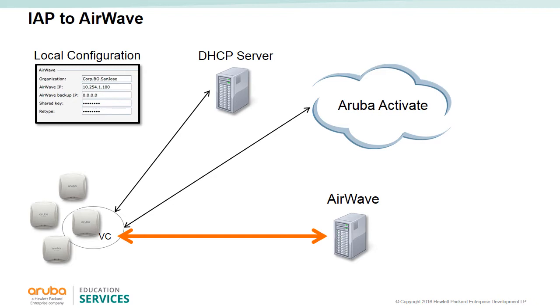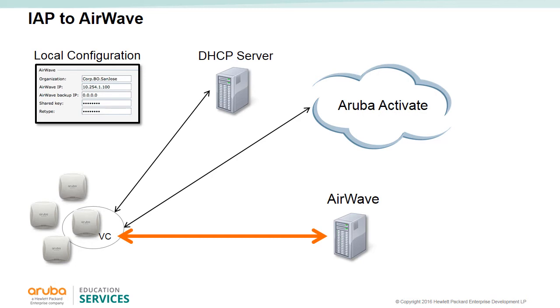DHCP: the Aruba Instant Virtual Controller initiates a DHCP request with the DHCP option 60 string Aruba Instant. If the DHCP server is configured to recognize this option 60 string, it will return an option 43 string containing the organization, Airwave IP, and pre-shared key. This information will be used by the IAP to connect to the Airwave server.